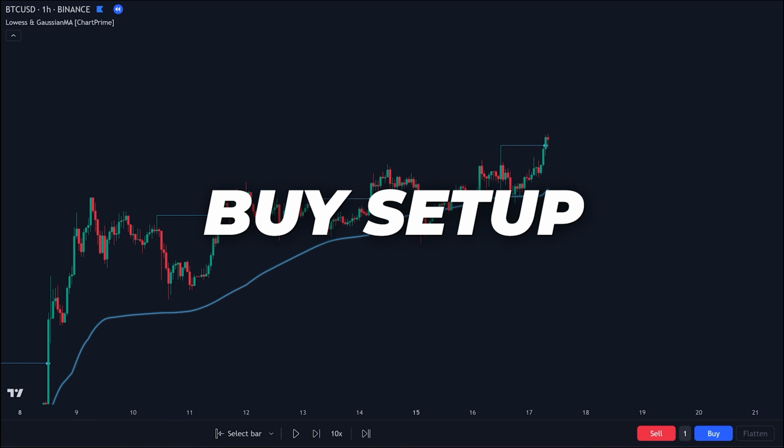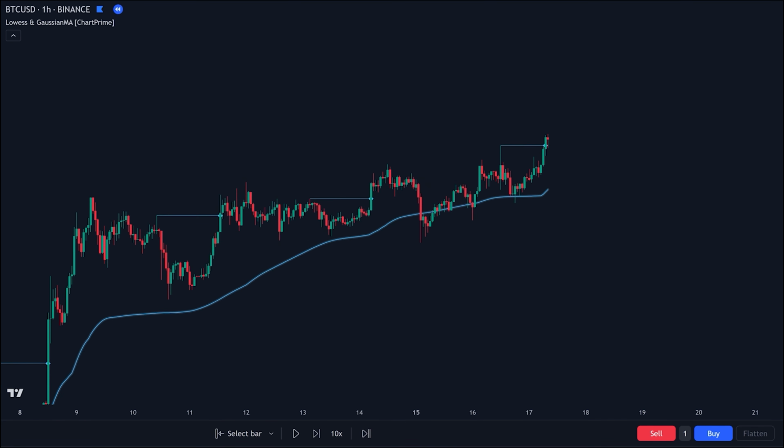Buy trade setup. The price is generally in an uptrend as it's trading above the blue Gaussian moving average, signaling that bullish momentum is dominating. We can see that the price initially tests the blue Gaussian moving average, indicating that it's respecting this level as support. Next, we observe the price approaching a pivot level marked on the chart. However, instead of immediately entering a position, it's important to wait for a clear breakout above this pivot level.